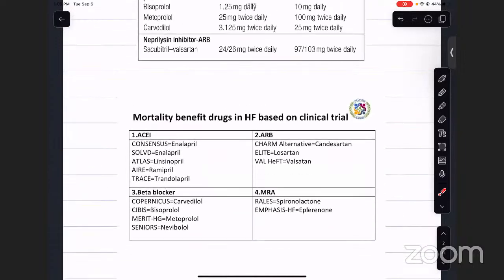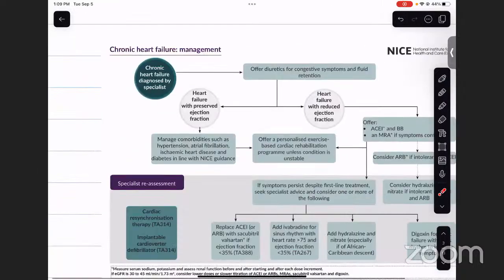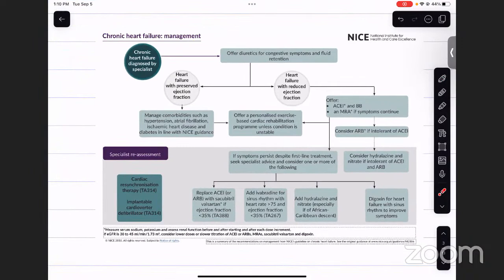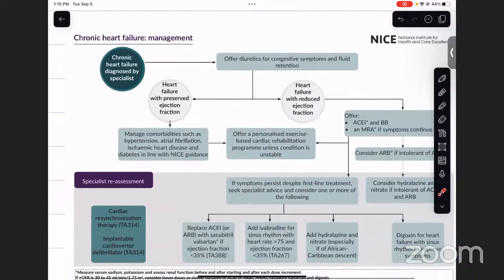Also, these drugs and clinical trials were found in patients with heart failure with reduced ejection fraction. There are some emerging trials and research for heart failure with preserved ejection fraction, but the NICE guideline recommendation for heart failure with preserved ejection fraction is to manage comorbidities like hypertension, atrial fibrillation, ischemic heart disease, and diabetes.